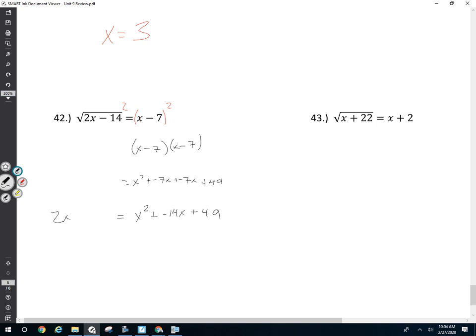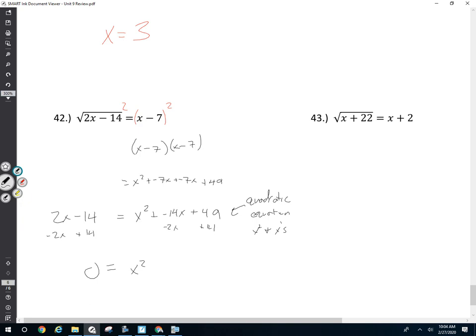Over here, I have 2x minus 14. Okay, x squareds and x's. This is a quadratic equation. If you just write that, you realize you've got to get everything onto one side. I'm going to have to subtract 2x, and I'm going to have to add 14, so that I get 0.